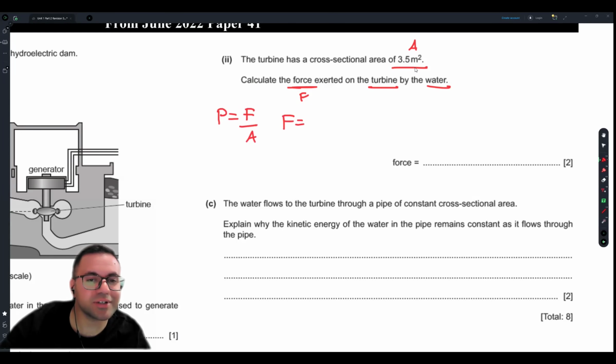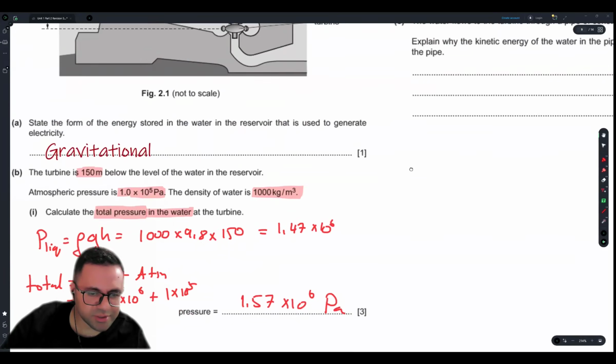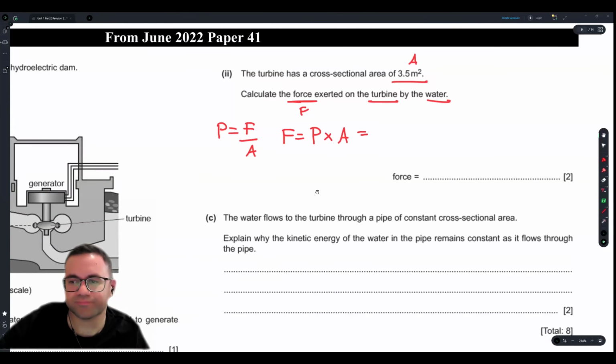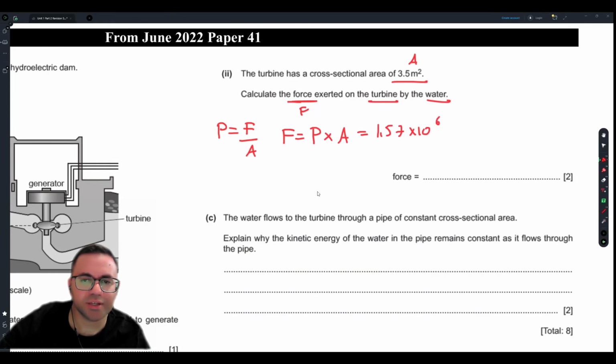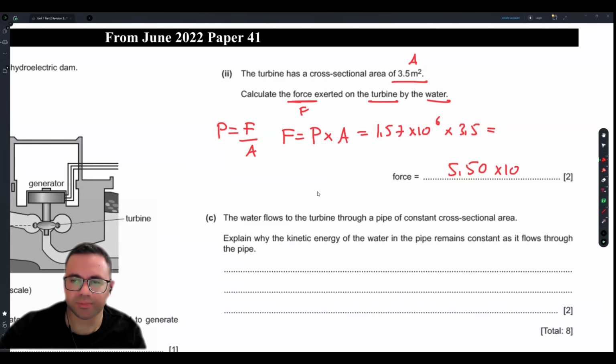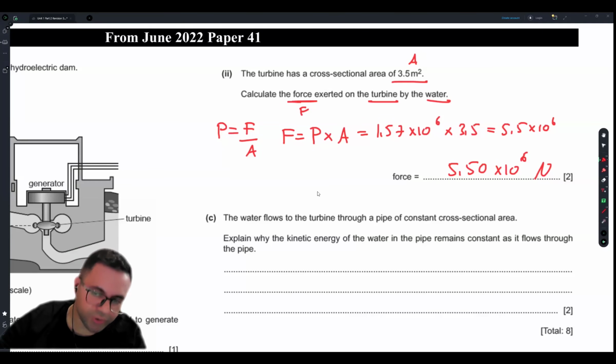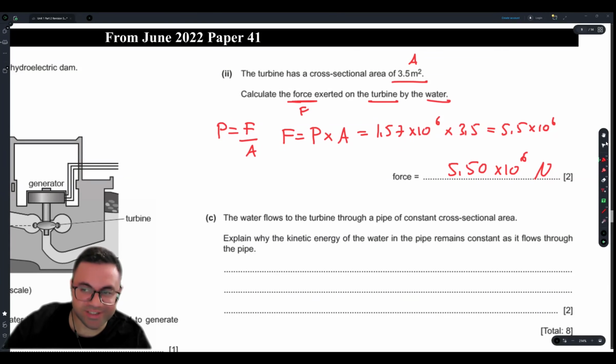So F is equal to what? Pressure times area. Just rearrange the formula. The pressure down here is 1.57 times 10 to the power of 6, times 3.5, which gives 5.5 times 10 to the power of 6 newtons. If you don't like standard form, write down the value normally if you want to, but just make sure you do not forget any zeros.